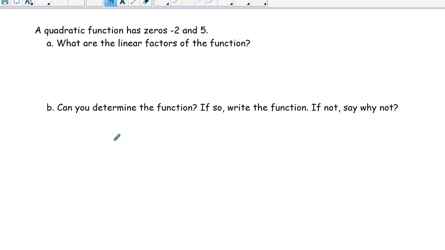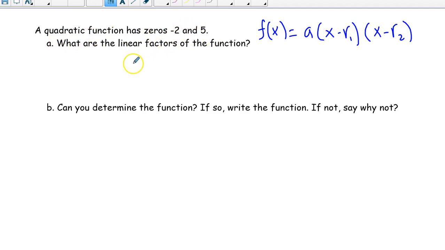So here we are looking at a quadratic function in a factored form, right? In order to understand more about that quadratic function in factored form, that is f of x is equal to a times x minus r1 times x minus r2. We are doing another example. So we have a quadratic function that has zeros at -2 and 5. So what are the linear factors of the function?